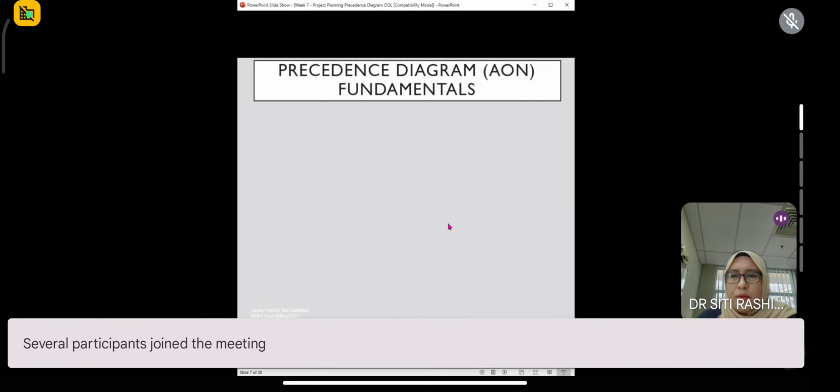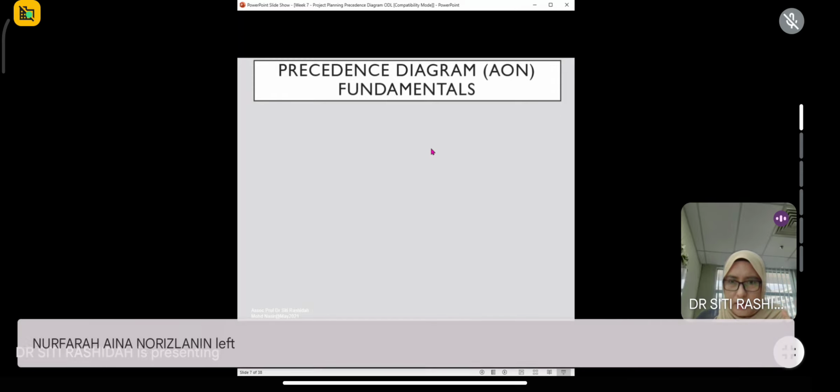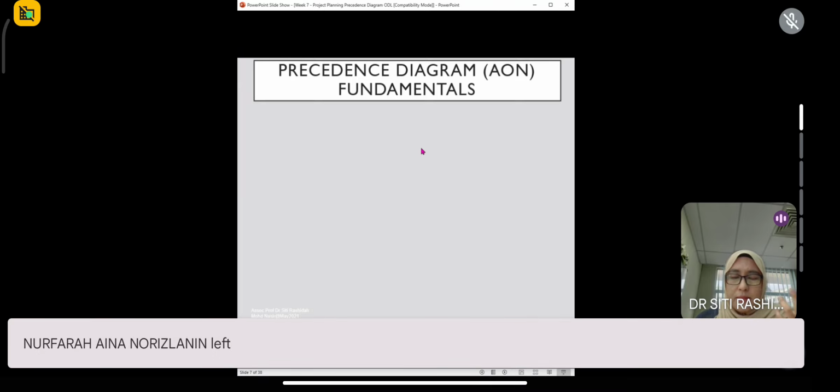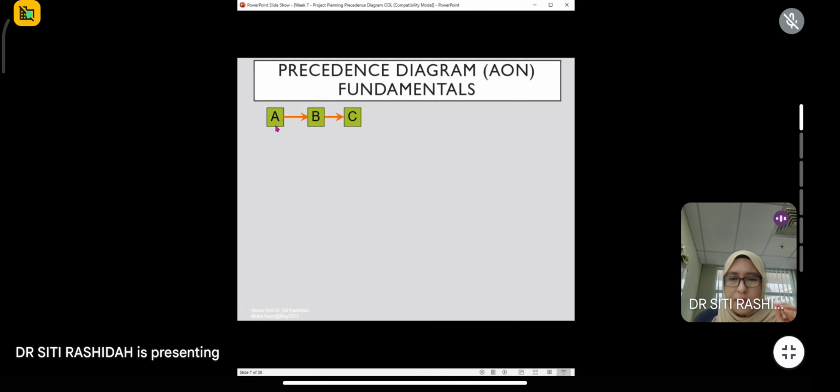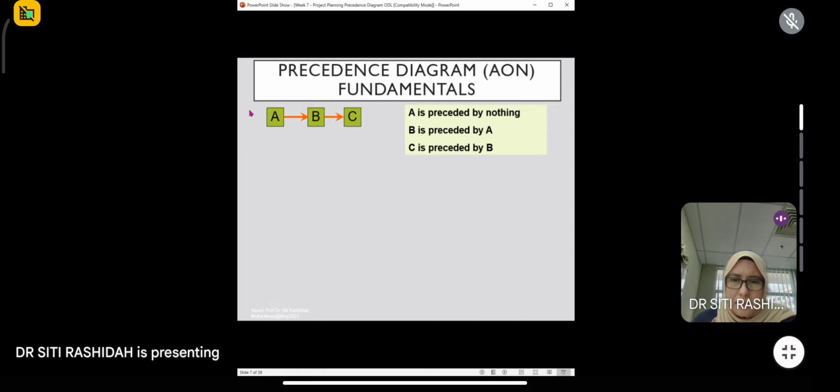Okay. Now kita tengok precedence diagram. Before we go on to the calculation part, I want you to know the fundamental of the precedence. Yeah. The precedence diagram. Okay, you have activity A, B dan C. Okay, so kita nak tengok apa maksudnya di sini. Maksudnya A is being preceded by nothing. Maksudnya dekat sebelah belakang A tak ada siapa-siapa. Okay. And B is preceded by A. And C is preceded by B. Okay, and then you have this.